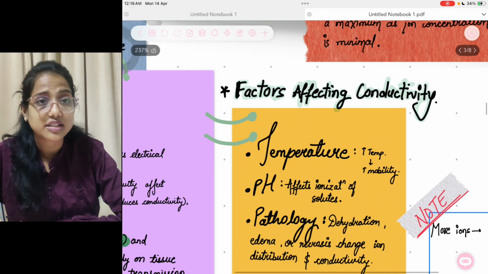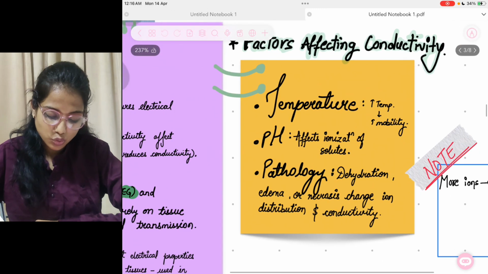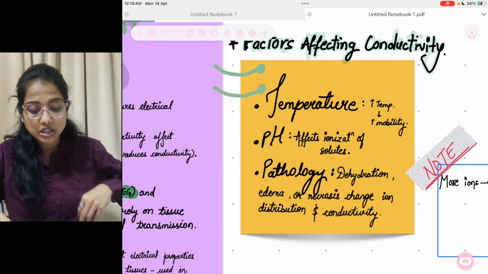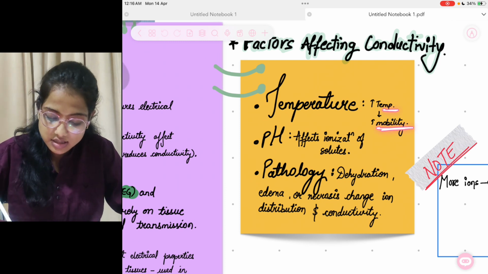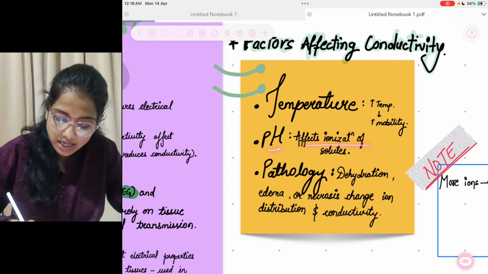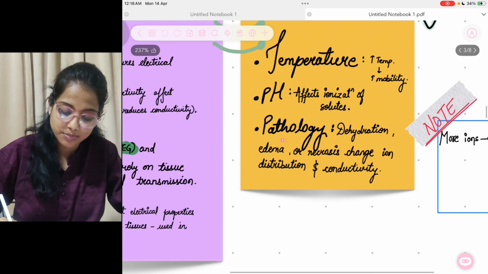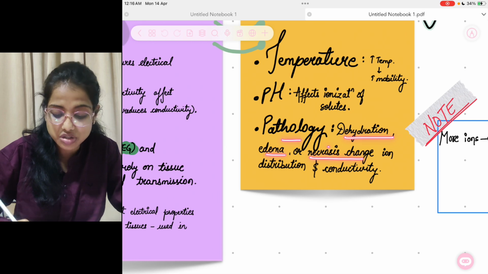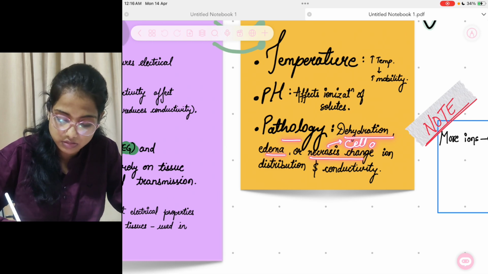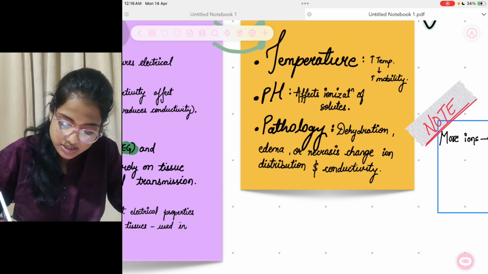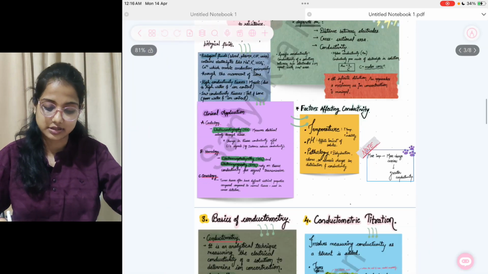Now, factors affecting conductivity. In this there will be temperature, pH and pathology. How temperature? If the temperature increases, the mobility will increase. pH affects the ionization of solutes, and pathology is like dehydration, edema or necrosis. Necrosis is cell death. Necrosis changes ion distribution and conductivity.